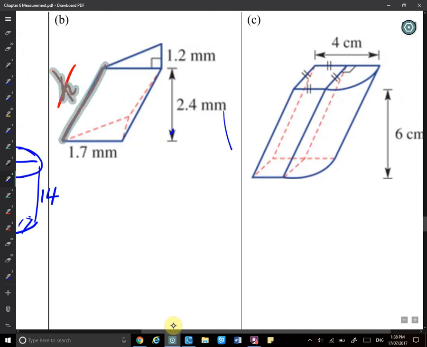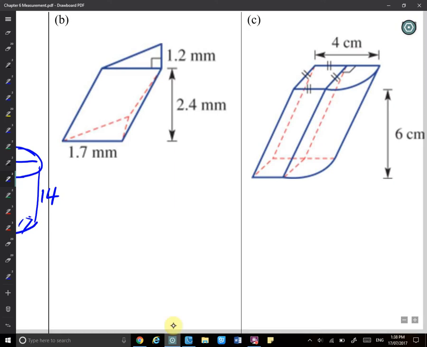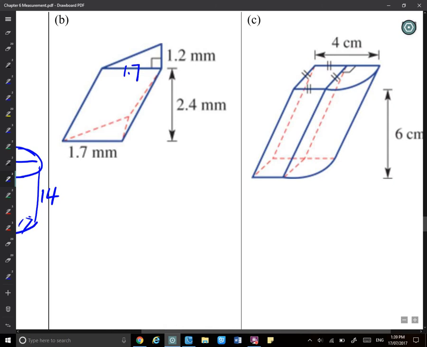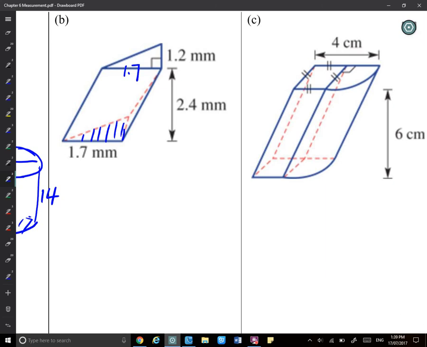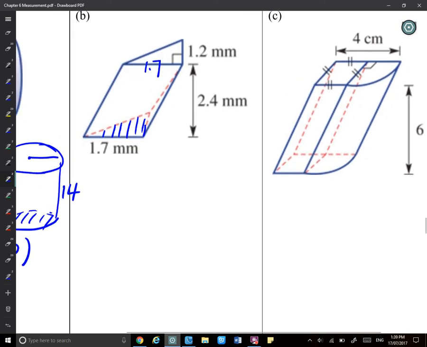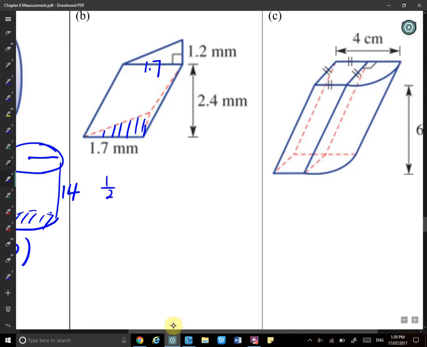For this shape, the height is given to you. And you know here is 1.7, then here is 1.7 as well. And I tell you the uniform cross section is this triangle. Then I need to find the area of this triangle and times the height. This is a right angle triangle, so the area is a half times 1.7 times 1.2. That's the area of the triangle, and I'll further times 2.4 on it, which is the height.